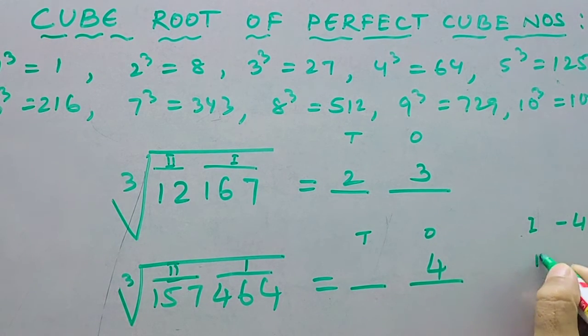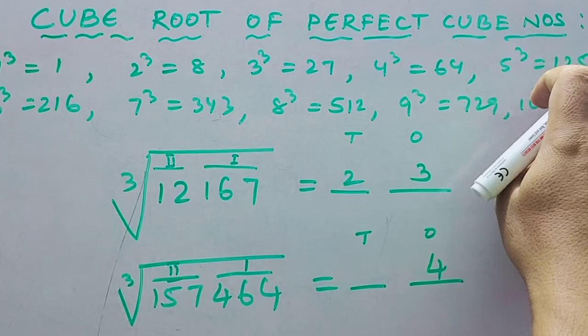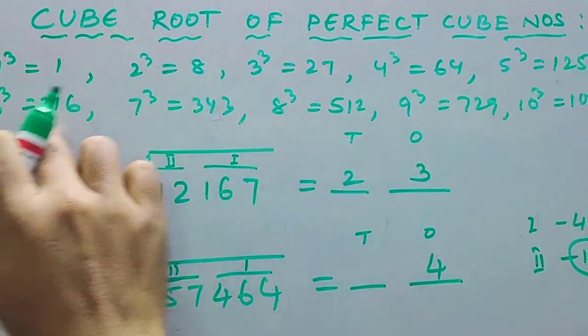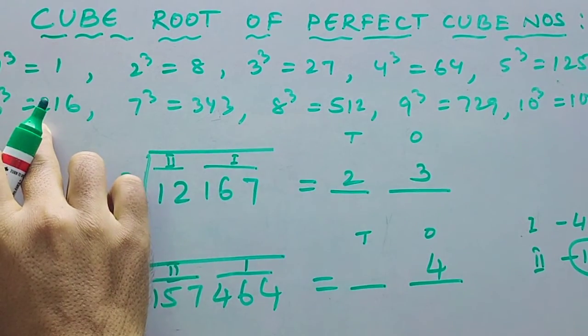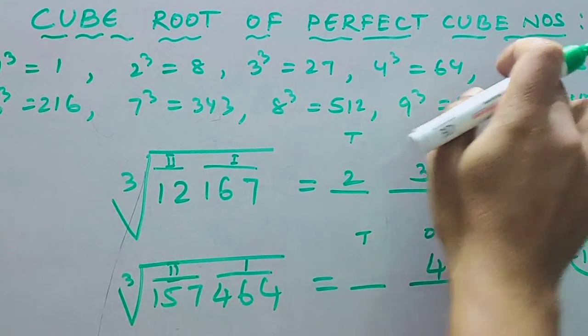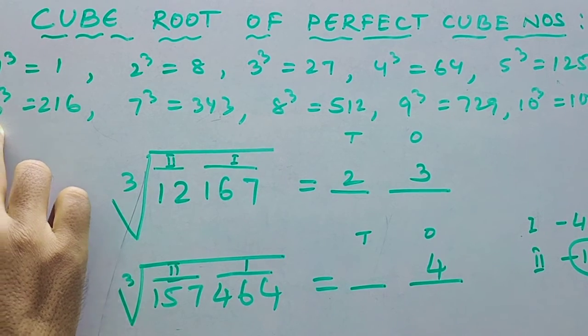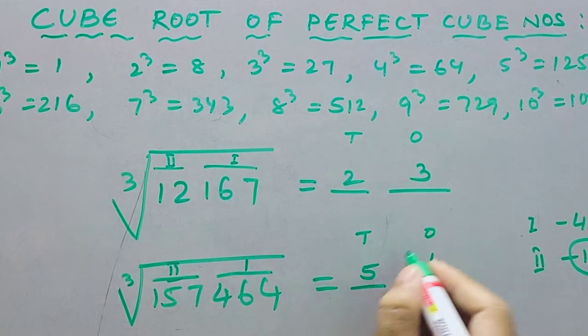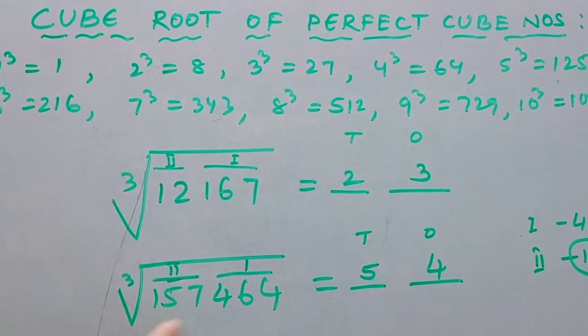Then what is the second group now? The second group is 157. So now you have to find out 157 is between which numbers. Okay, 157. 5 cube is 125. 6 cube is 216. That means 157 is between these two numbers, 125 and 216. 125 is nothing but 5 cube. 216 is 6 cube. So which one is the smaller number? 5 is the smaller number. So your answer will be 54. Okay, the cube root of this number will be 54 now.